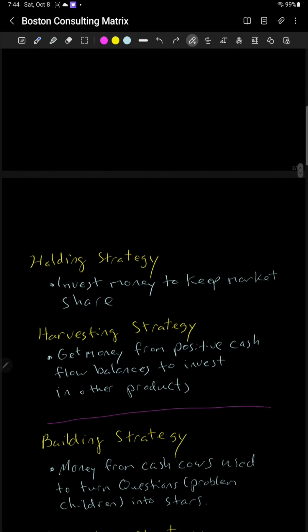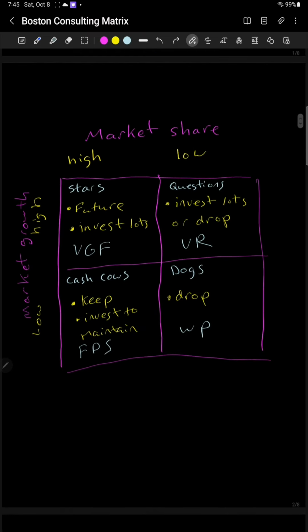Harvesting strategy: get money from positive cash flow balances to invest in other products. So here, your cash cow, the first-person shooter. Well, maybe you want to keep this VR thing going. We have to invest the money. Where do we get the money? We get the money from the cash cow to invest in it.